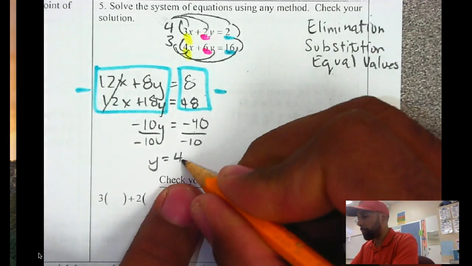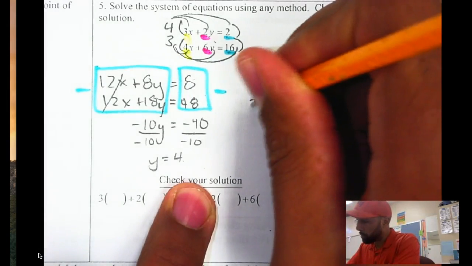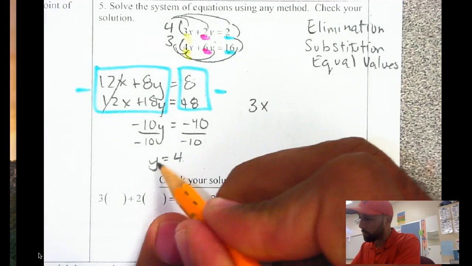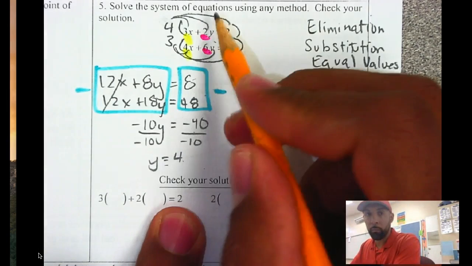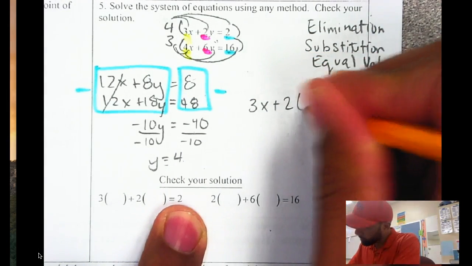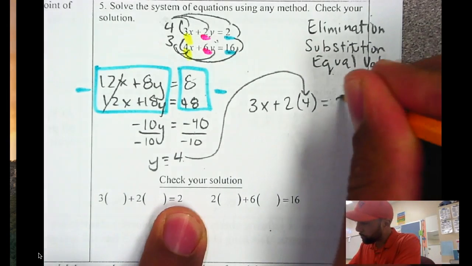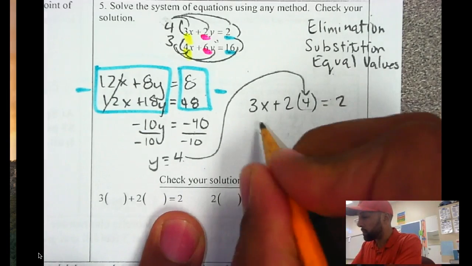So now I'm going to take that 4 and plug it back into one of the equations, and it doesn't matter which one. And remember, you're looking for x, because we already found y, so that's why we're going to plug it into where you see 2y. So pretty much right there. Okay, so now let's just simplify and solve.